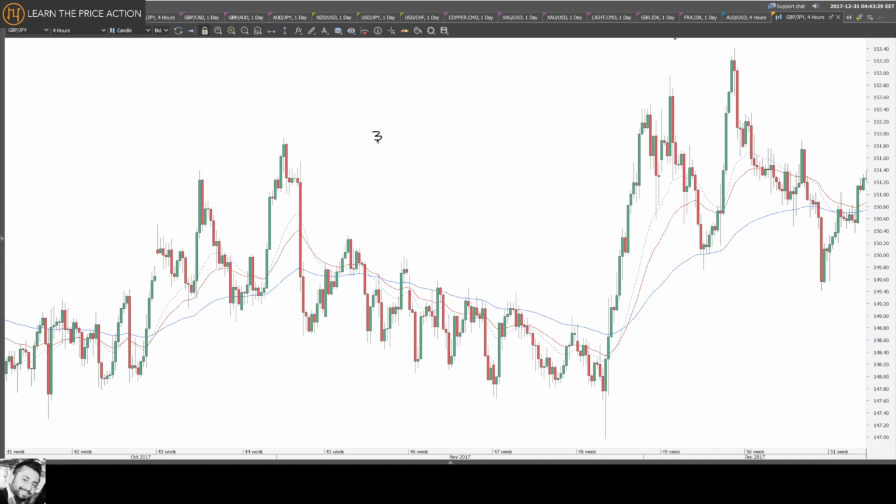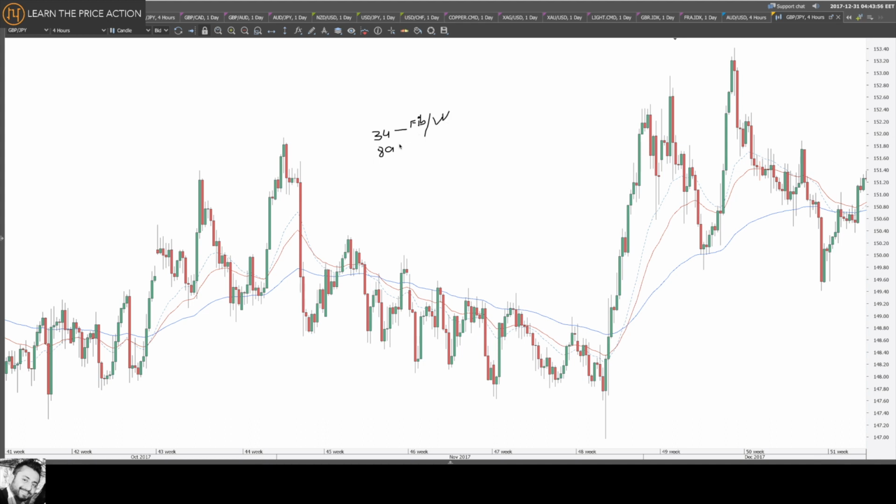Why did I choose 34 and 89? There are two reasons. Number one, they are Fibonacci numbers, and secondly, Forex is highly dependent on Fibonacci numbers. So anytime the market moves forward or comes back, it really respects the Fibonacci levels very well.